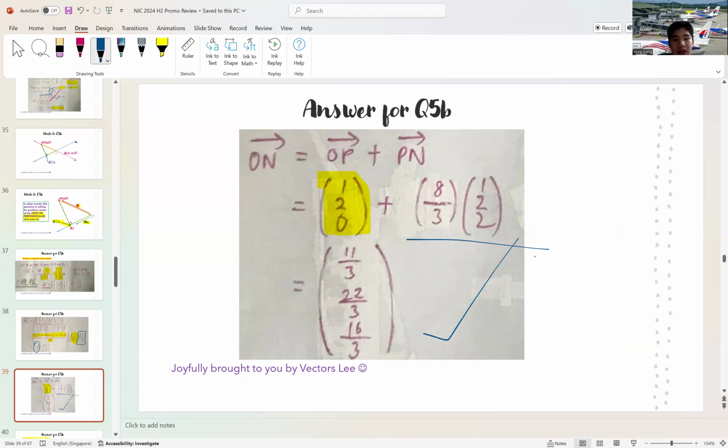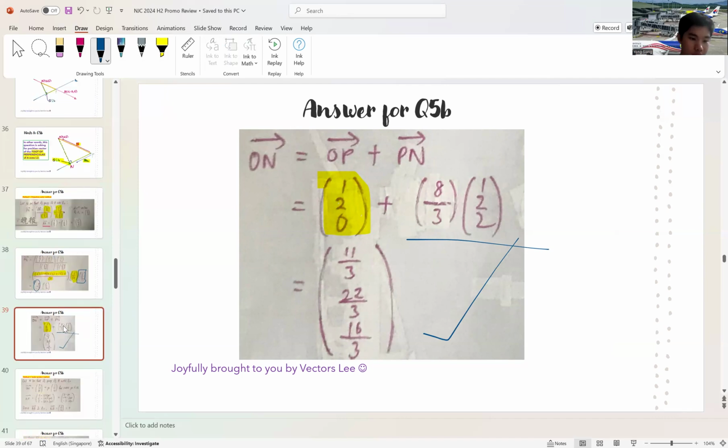Then some of you might ask me, is it possible to factor out the 1/3? I will say that no harm doing so. But for me, I prefer to leave it this way because it makes it more direct, especially since the question asks for position vector, right?